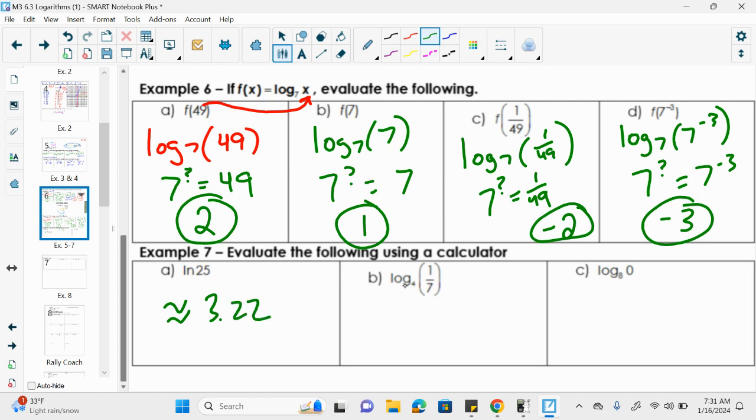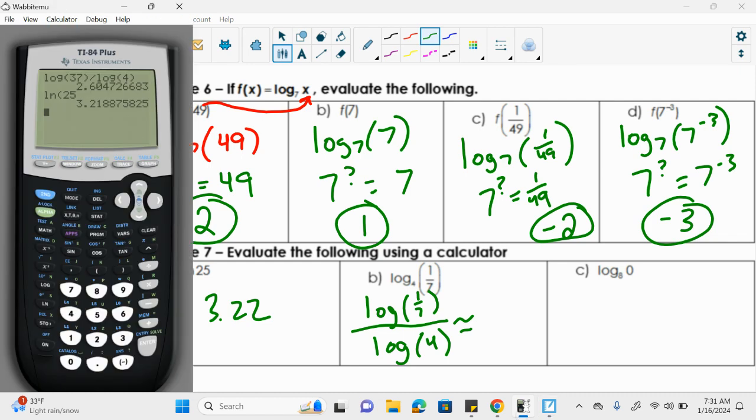And if we were going to do log base 4 of 1 over 7, we're going to type that in our calculator as the log of 1 over 7 over the log of 4. So say log on the left side, 1 divided by 7, close our parentheses, divided by the log of 4. Negative 1.40.